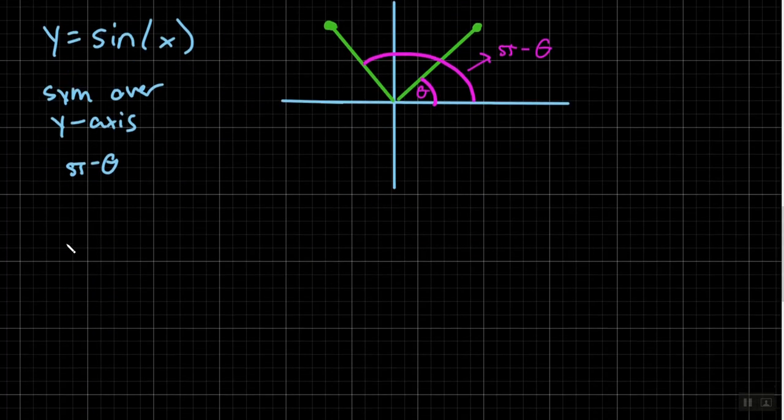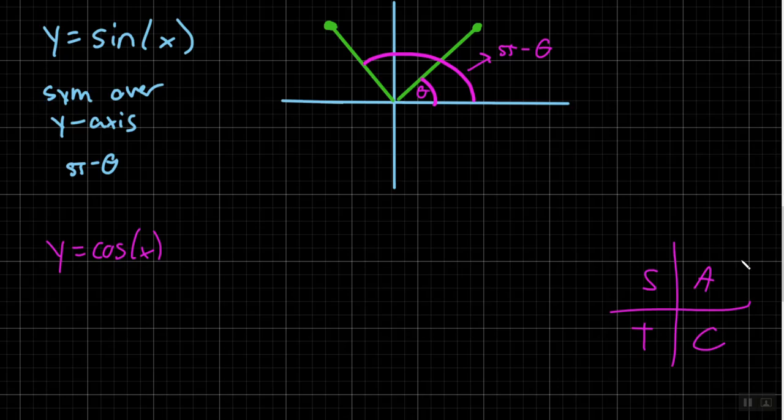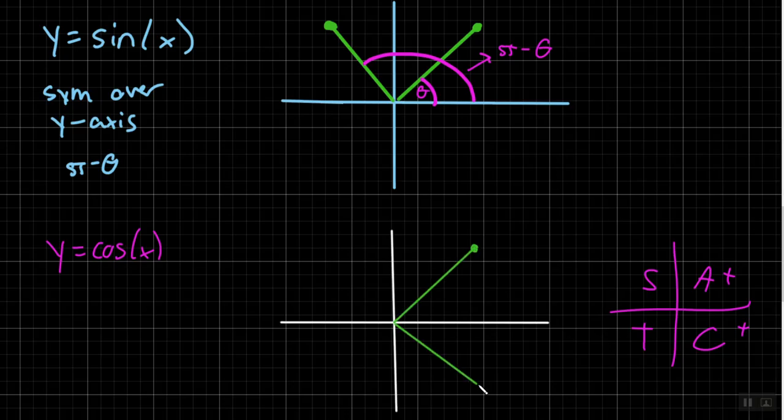Scooching down. We have y equals cosine of x. So we're looking at all students take calculus. Angel, what does A stand for? All positive. Which one is cosine positive of the other three? 4. Boom. So we are in 1 and 4. So if I get my initial one up here, it's going to reflect over the x-axis and be down here as such. So this is my theta. This is going to be negative theta.